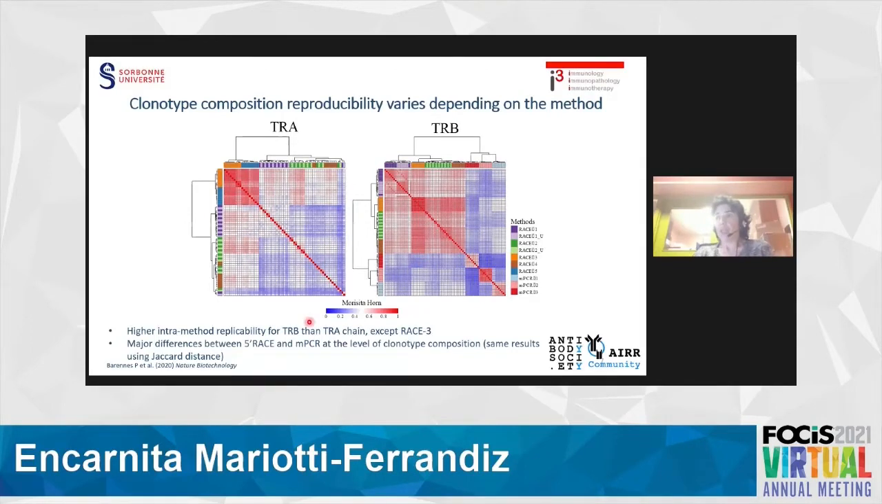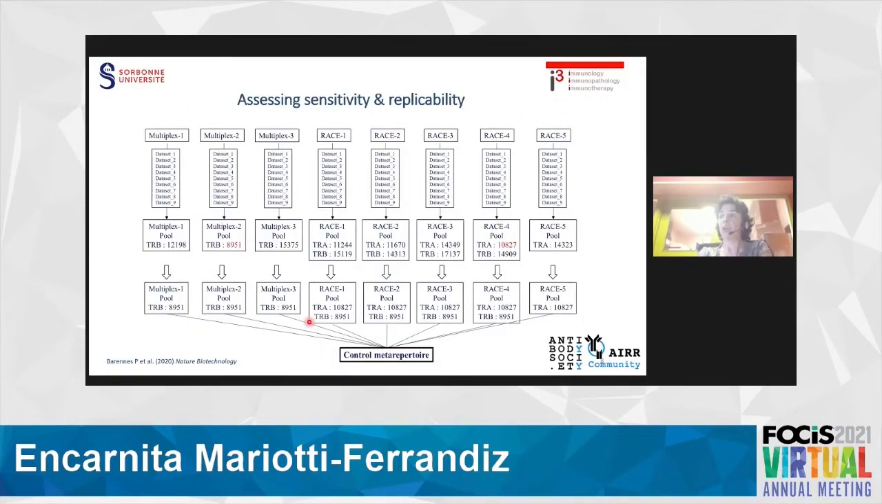But that was just comparing the methods between themselves, and there were some biases in terms of sequencing depth depending on the methods. The number of sequences that were obtained were a bit different. So we wanted to have an internal control without having the ground truth of this repertoire from one individual. So what we did was to generate a control meta repertoire that was built with sequences coming out of the different methods.